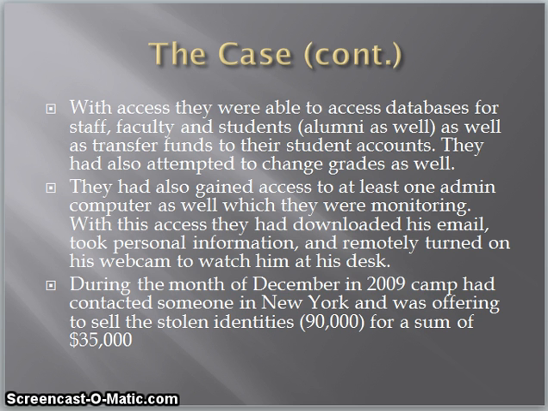The last illegal action they had taken was during December of 2009. Camp had actually contacted somebody in New York and was offering to sell all the identities he had gathered from the UCM network. From here, he was looking for a sum of, I think it was $35,000.